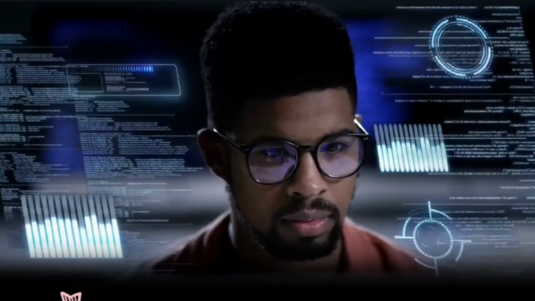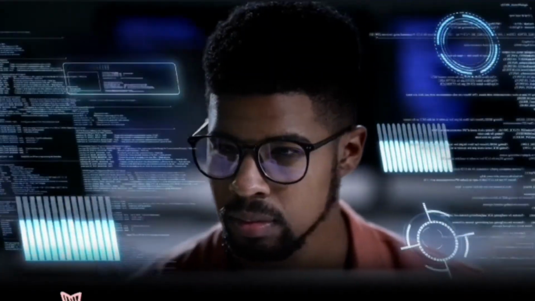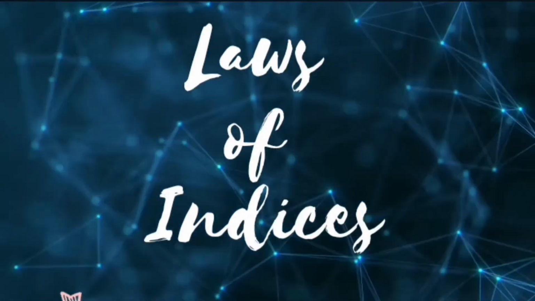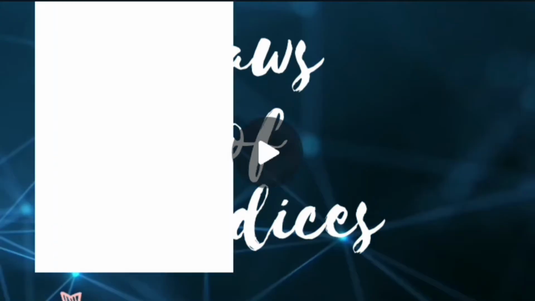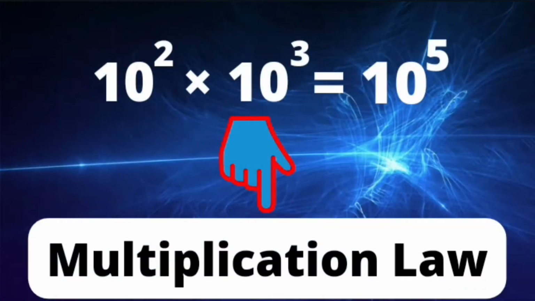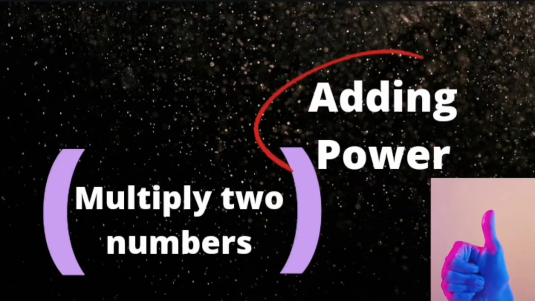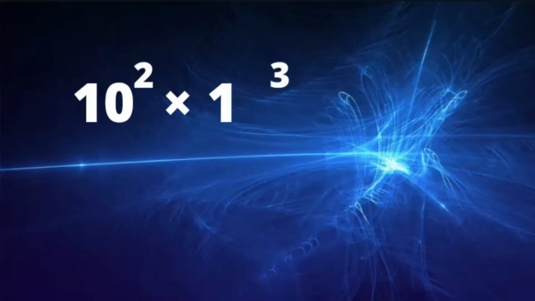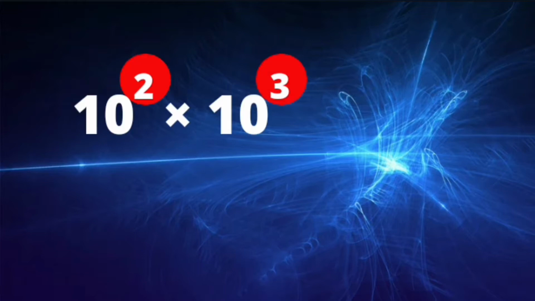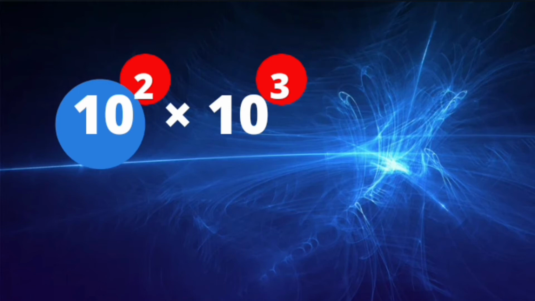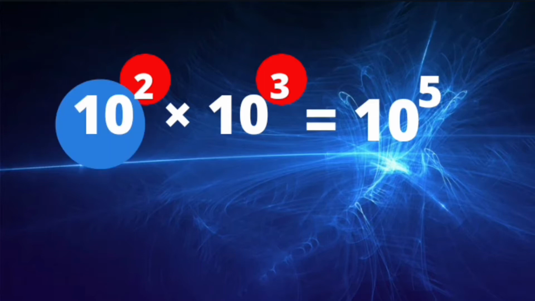When solving problems involving indices, there are laws. We call them the laws of indices. The first law is the multiplication law. Do you know that we can multiply two numbers by adding their powers and then picking one of the base? For example, 10 raised to power 2 times 10 raised to power 3 can be multiplied by adding 2 and 3 and then picking one of the base, which is 10. 2 plus 3 equals 5, and then if we pick one of the base, we would have 10 raised to power 5. Why is this so?